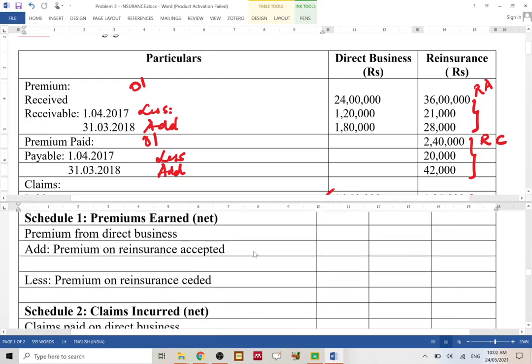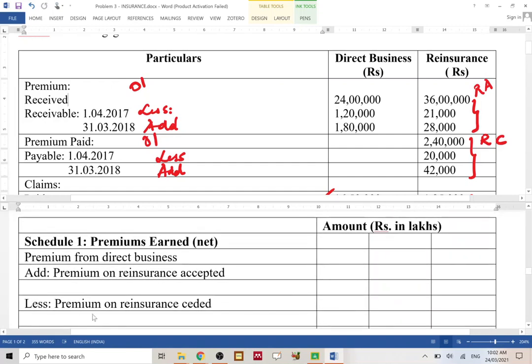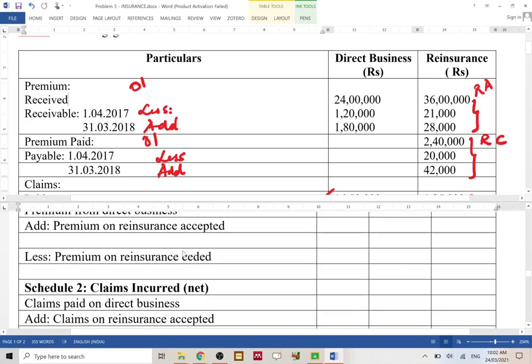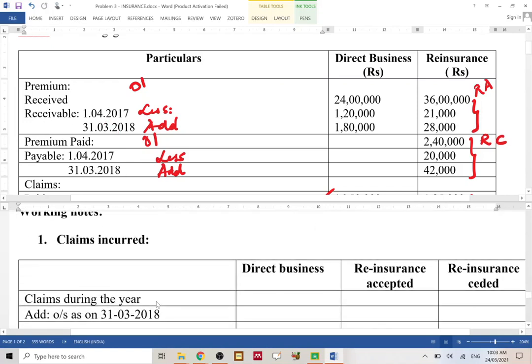Okay, so remember this, in schedules we are going to show the main calculation: direct business, reinsurance accepted you are going to add, and reinsurance ceded you are going to deduct. So you are going to show the final calculation of the premiums earned net amount, right? Whereas any additional calculations like outstanding premiums of the last year, of the current year, all of these are going to be done using this working note. Okay, we are going to do it in this working note.